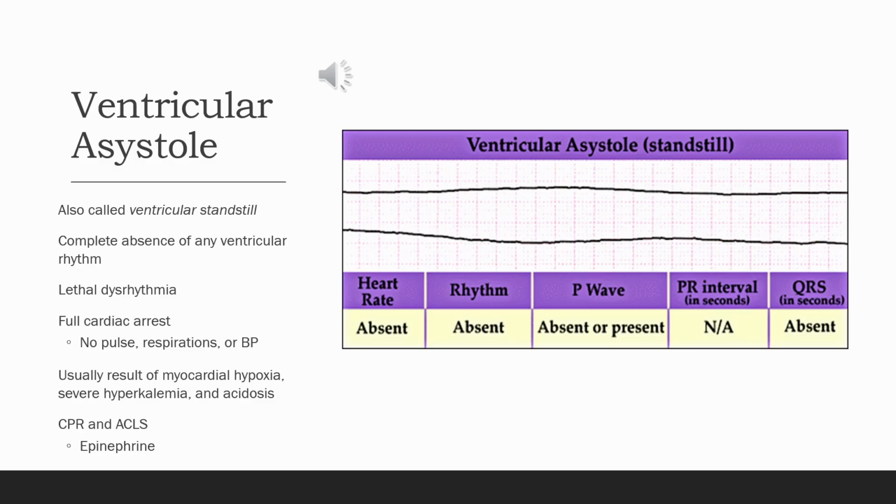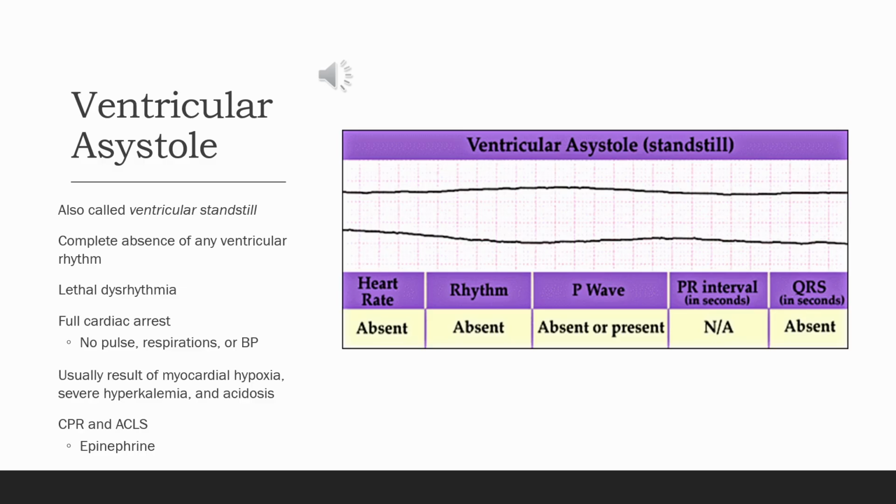I don't care what Hollywood and the movies say, you do not shock asystole. The reason being, there's really nothing to shock. If there's no electrical activity happening, defibrillation's not going to help, because defibrillation just helps restart or reset the electrical activity. Here, there isn't any. So instead, our priority intervention is going to be immediate, high-quality CPR and following those ACLS guidelines.